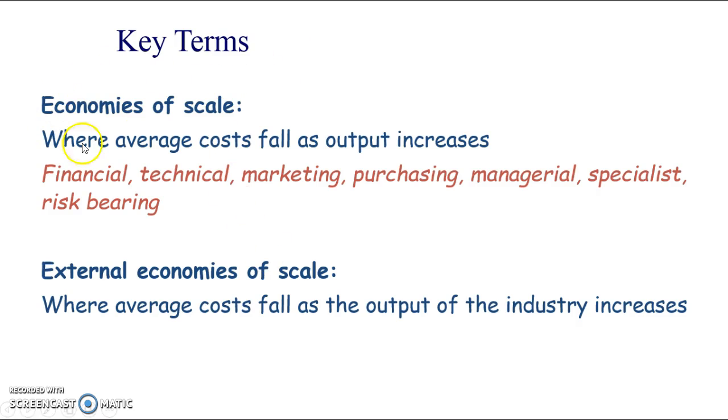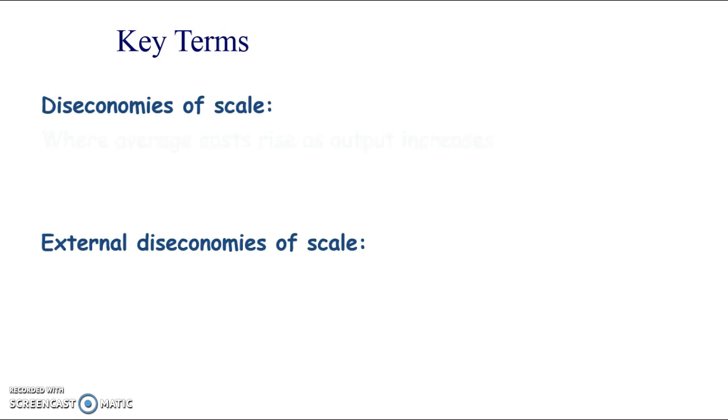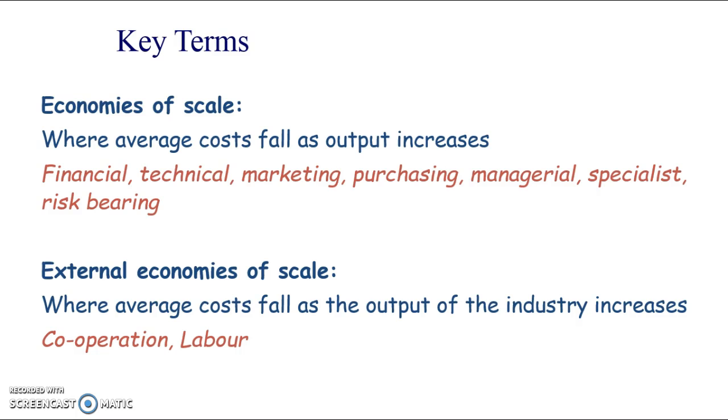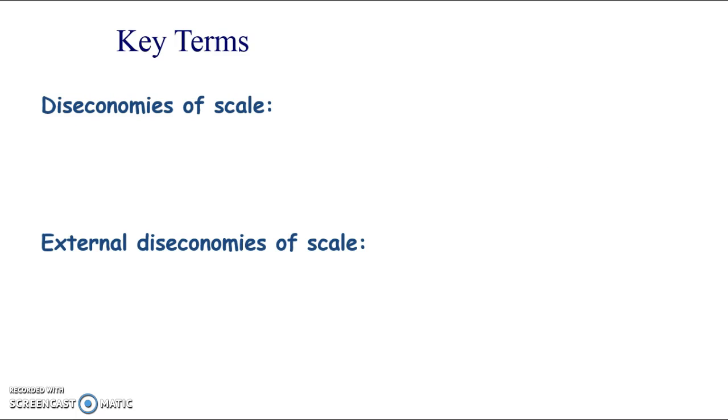So internal economies of scale happen to the firm itself, as the firm's scale increases, whereas external economies of scale are the benefits of the market or the industry increasing in size. And here are a few examples. Whereas diseconomies of scale are where average costs start to rise as output increases. So at first, with economies of scale, we've got this bigger is better, we've got all the benefits from being big, and then later on we go on to the disadvantages of being big.